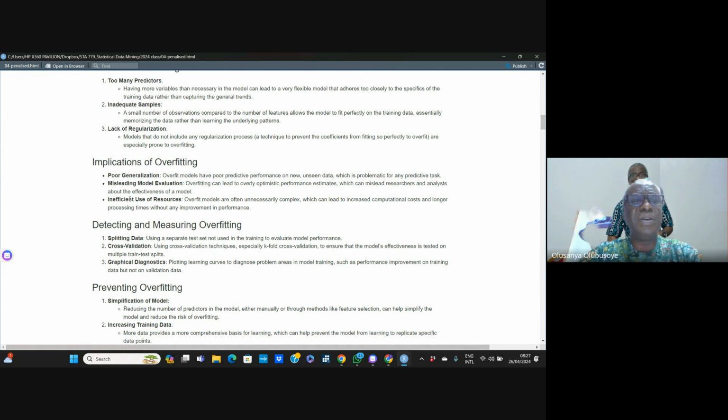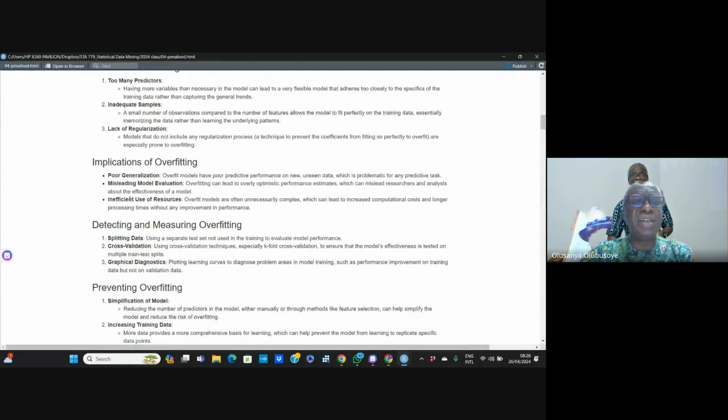Two, the second implication is that it can be misleading. So you can have misleading model evaluation. You can be overly optimistic in your estimates, and that can mislead the researcher or analyst about the usefulness or effectiveness of the model.